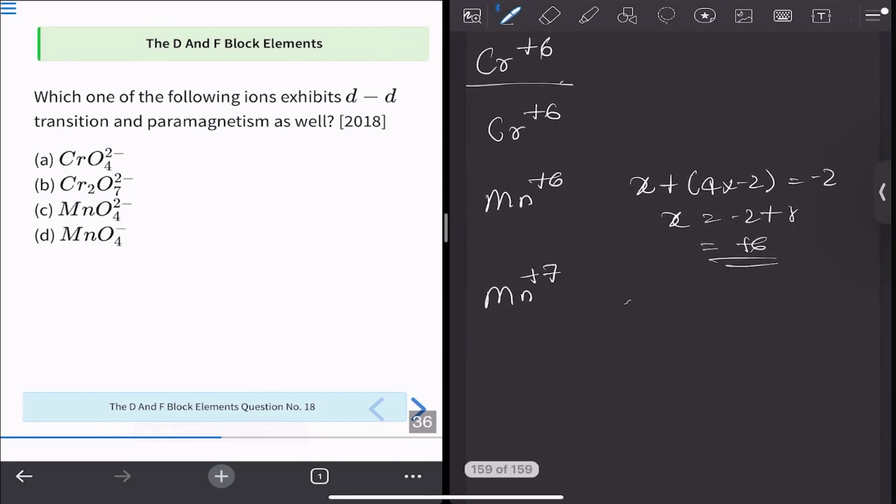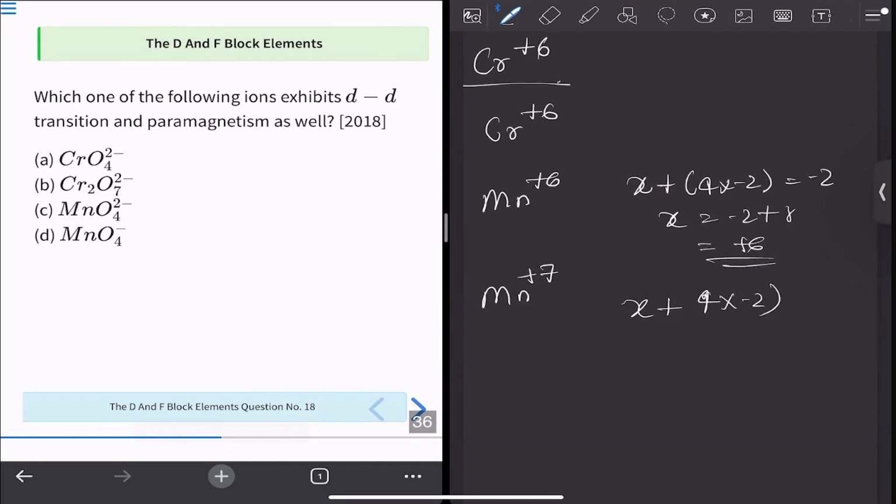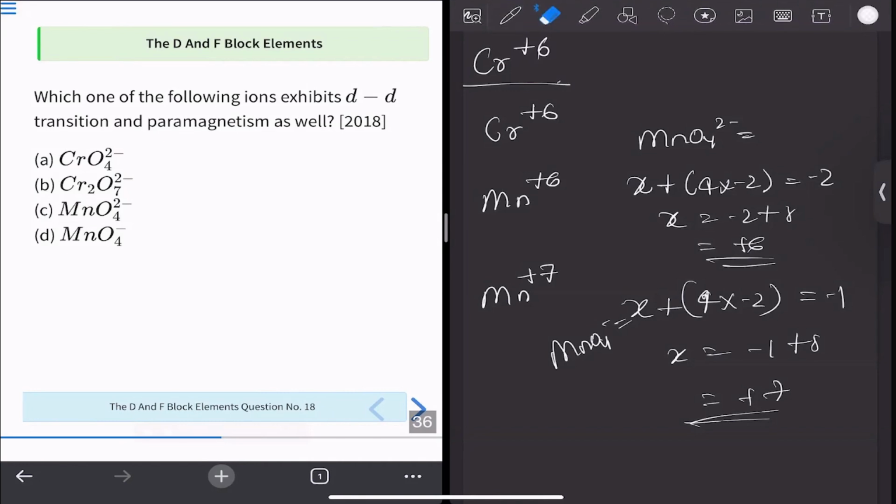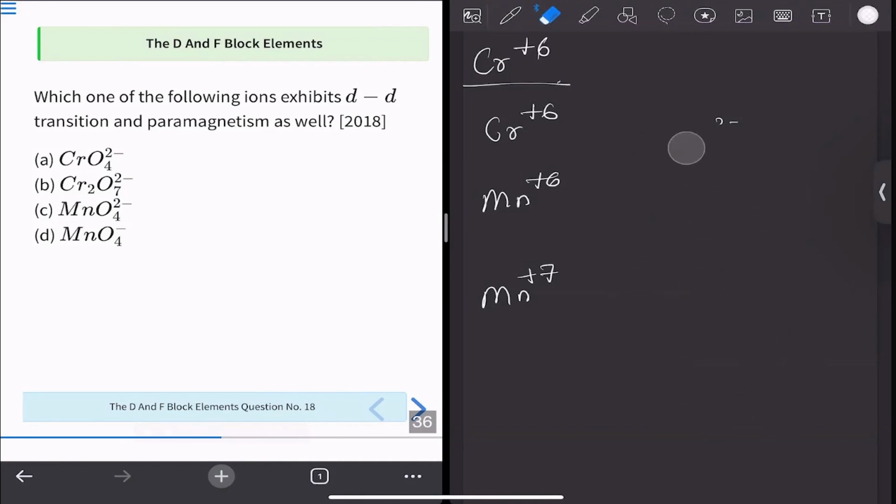Like this, we can calculate here x plus 4, oxygen is present in minus 2, is equal to minus 1. x is equal to minus 1 plus 8, that is equal to plus 7 for the fourth one. MnO4 minus. It is MnO4 2 minus. So for the chromium, the structure of the chromium has to be seen. So because of that, we can say that both are present in the plus 6 state. So we know this. So chromium plus 6, we know there will be 3d5 4s1, like this it will be there.